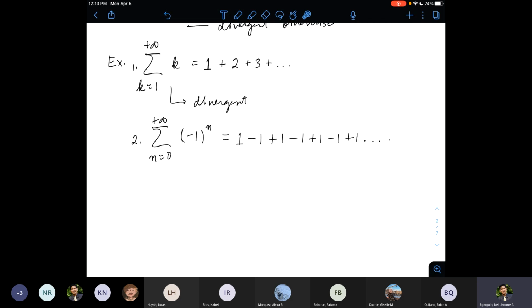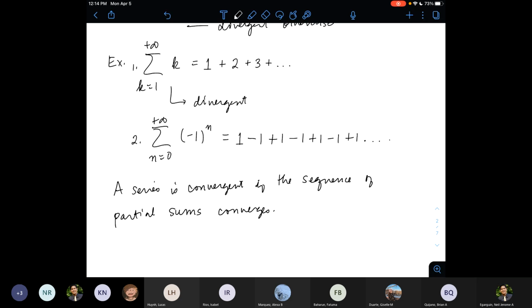So our layman's interpretation of convergent or divergent series should be modified a bit, or should be formalized to remove this sort of ambiguity, right? So the solution here is to adopt a formal definition of convergent series. So we say a series is convergent if the sequence of partial sums converges. It will diverge otherwise.